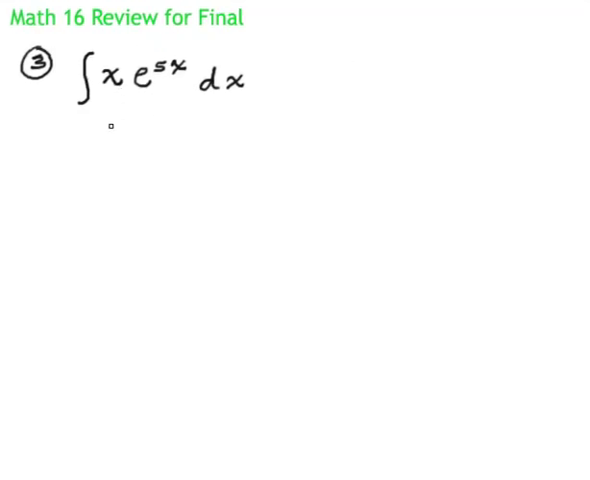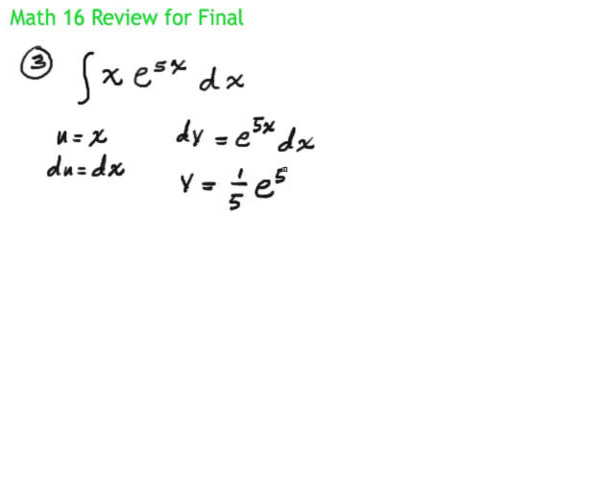Our third integral is a typical integration by parts. All right, and we'll put u equal to x, and du is dx. And we'll put dv equal to e to the 5x dx. And v is equal to 1/5 e to the 5x. Okay, now we're going to do uv minus the integral of v du. uv, that's 1/5 x e to the 5x minus the integral of v du.